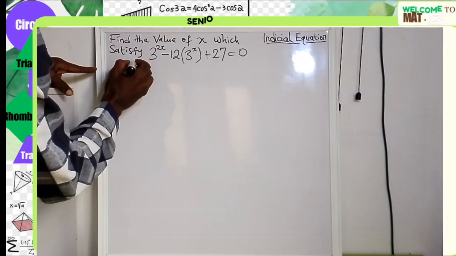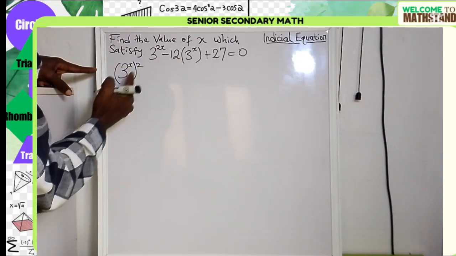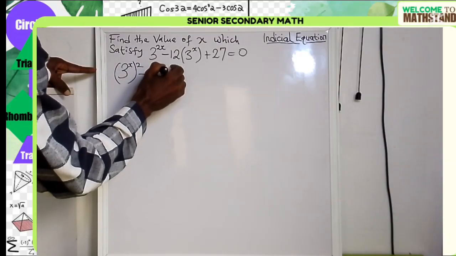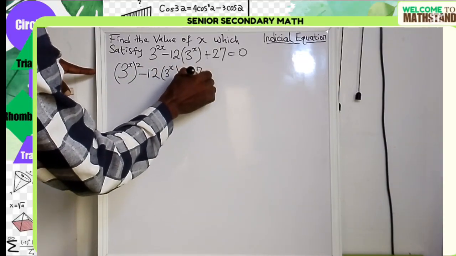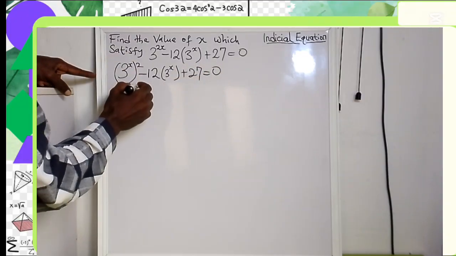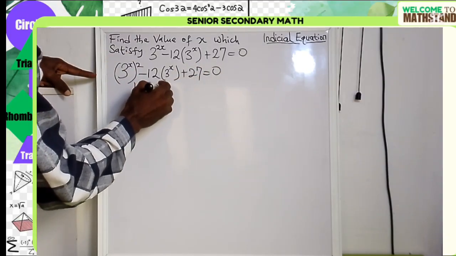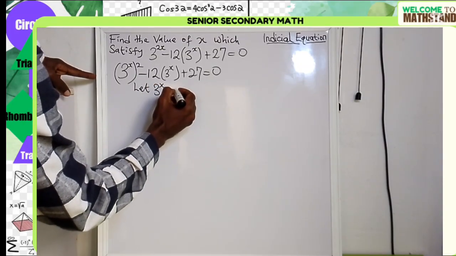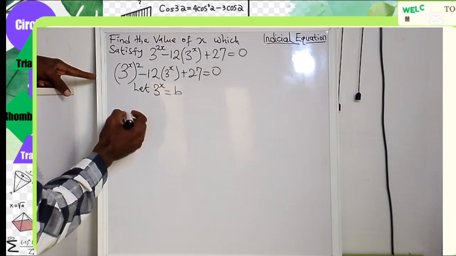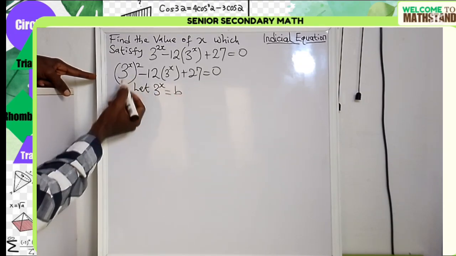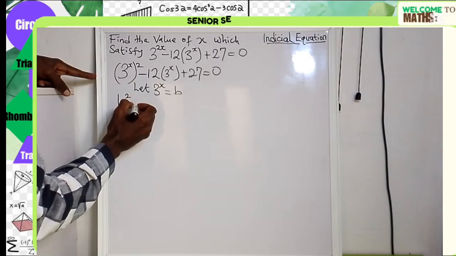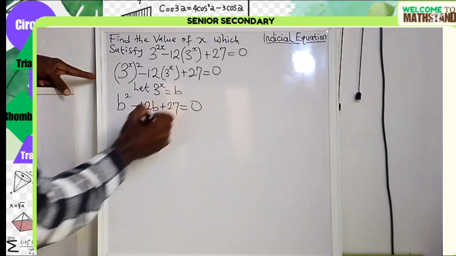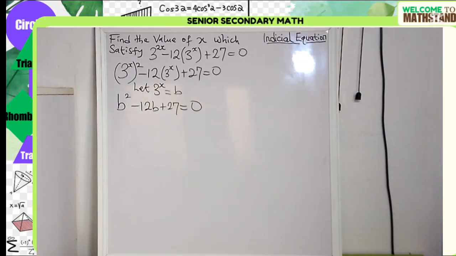3 raised to the power x, raised to the power 2, is the same thing as this. So here, minus, just bring down 3 raised to the power x plus 27 equals 0. Let's use b to stand for 3 raised to the power x. So we are putting b in the place of 3 raised to the power x, and we have b raised to the power 2 minus 12b plus 27 equal to 0.